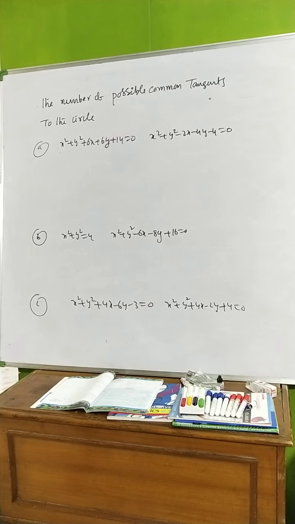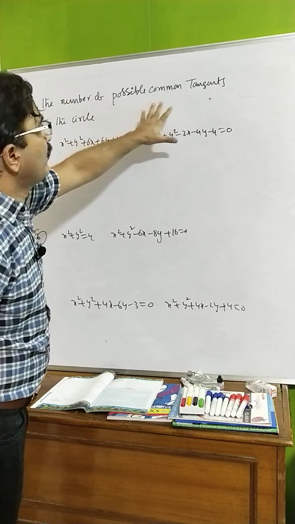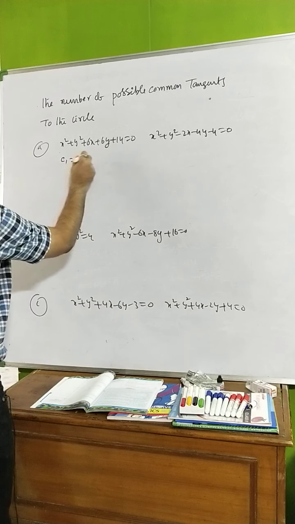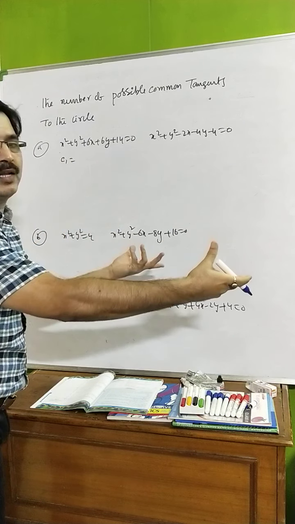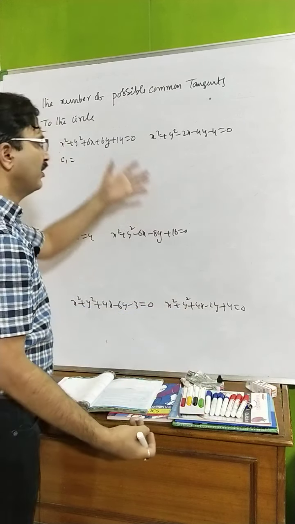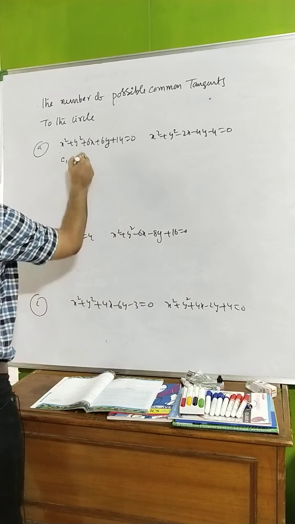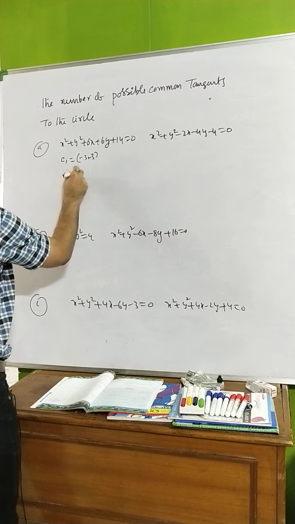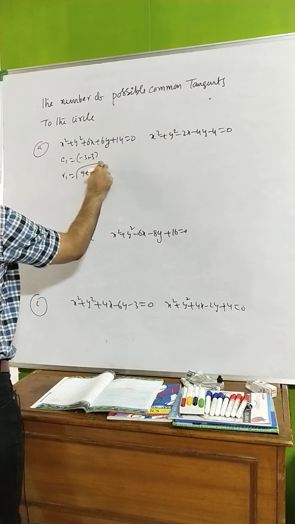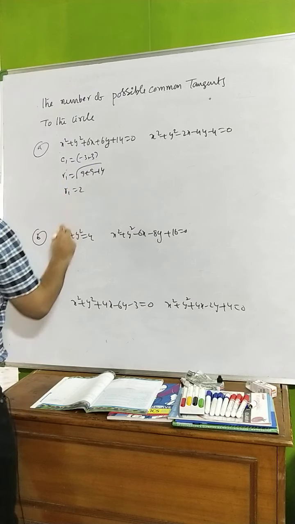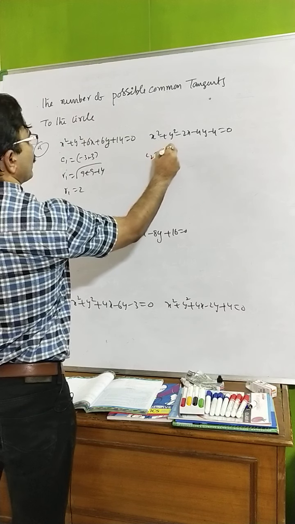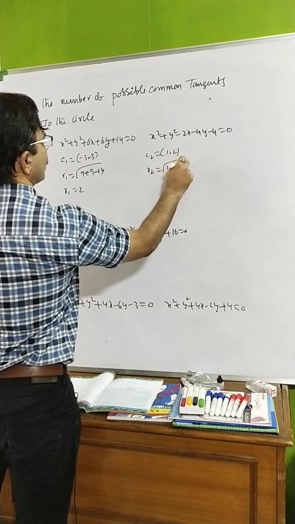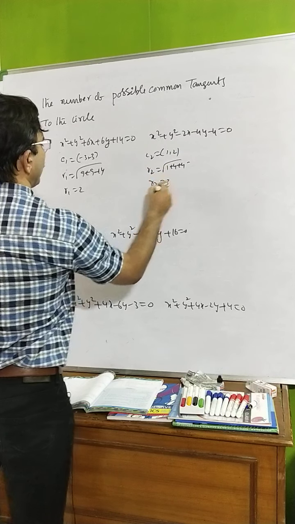One more example is there. I have taken here the number of possible common tangents to the circles. Very simple. We are supposed to find the position of the circles. With the help of that, we can directly find how many tangents are going to exist. C1 is (-3, -3). R1 is the square root of 9 plus 9 minus 14, so R1 is equal to 2. C2 is (1, 2). R2 is the square root of 1 plus 4 plus 4, that is, R2 is equal to 3.